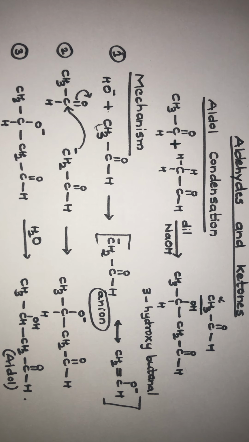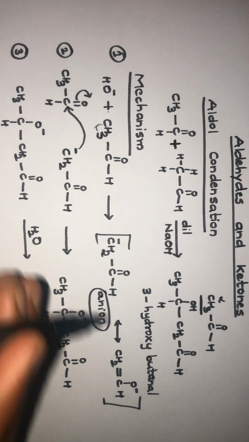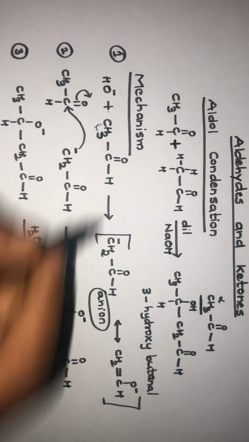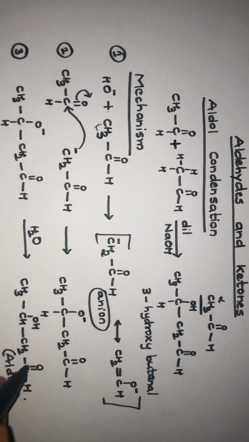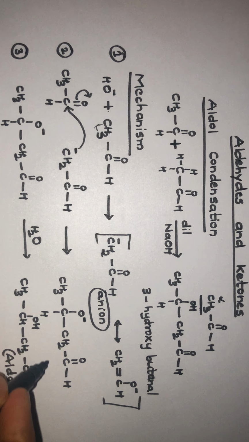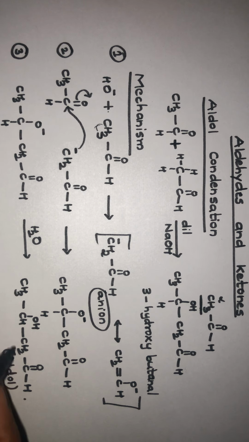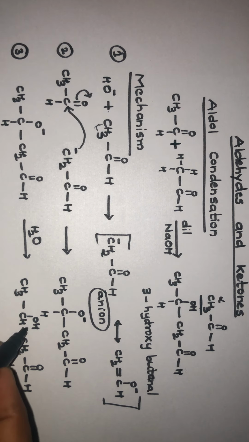If you take a ketone, then a similar reaction occurs. If you take acetone, CH3, you are going to get a beta hydroxy ketone. These molecules, beta hydroxy aldehydes or ketones, if you heat them, undergo dehydration, resulting in the formation of alpha beta unsaturated compounds. That means there is a loss of OH and H here, resulting in the formation of a double bond. So this is aldol condensation.